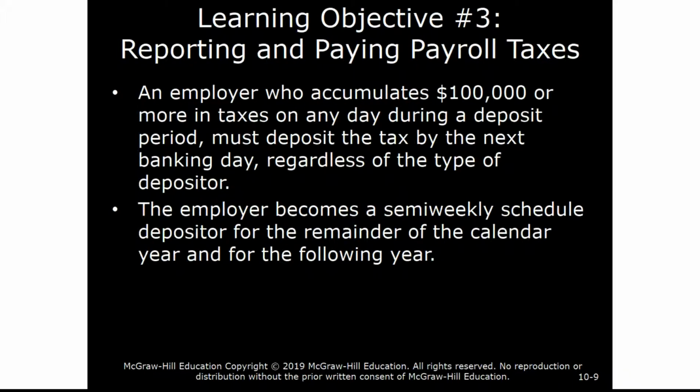If an employer ever accumulates $100,000 or more in taxes on any day during the deposit period, they must make those deposits the next banking day, regardless of whether they're a monthly depositor or a semi-weekly depositor. Indeed, if they accumulate this much, that employer would automatically become a semi-weekly scheduler for the remainder of the calendar year and the following year.